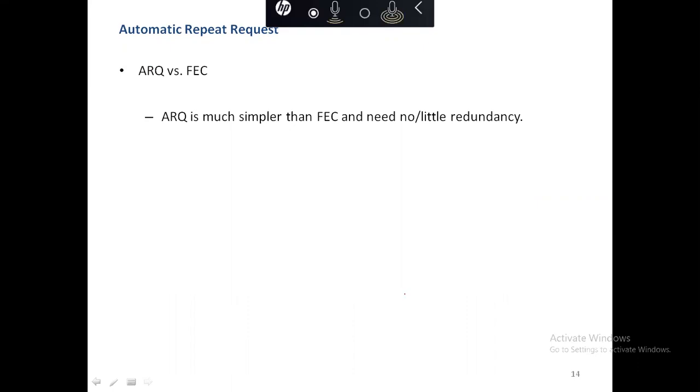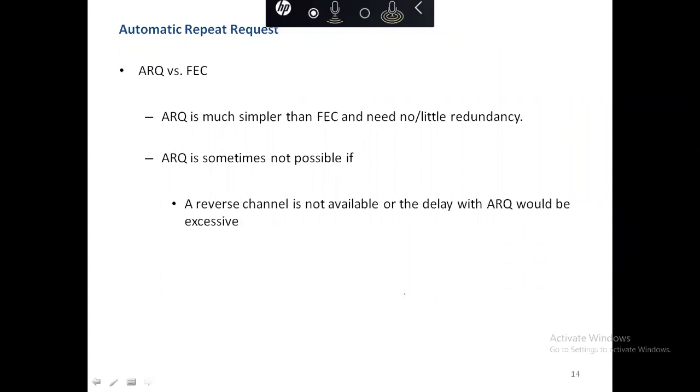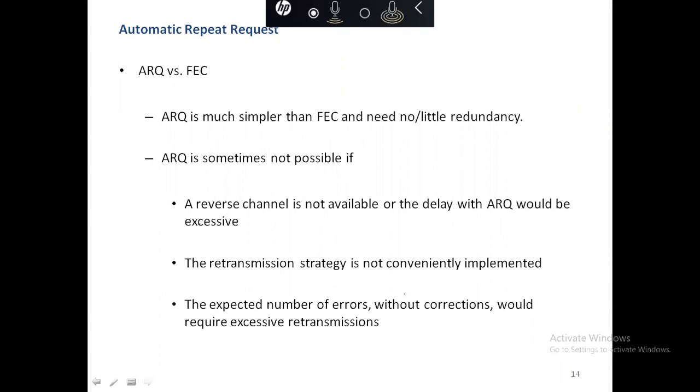So ARQ is better in the sense that it needs little redundancy. ARQ is sometimes not possible if a return channel is not available or the delay with ARQ would be excessive. So the retransmission strategy is not conveniently implemented. The expected number of errors without correction would require excessive retransmissions.